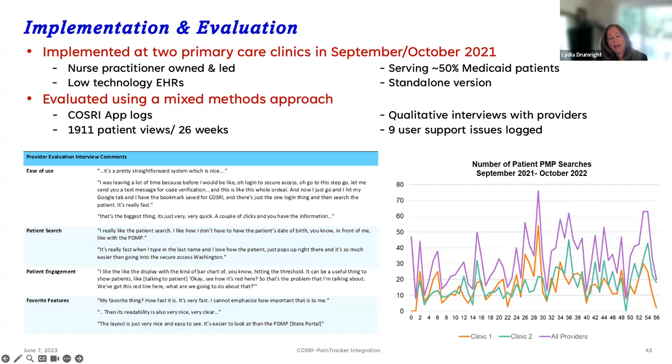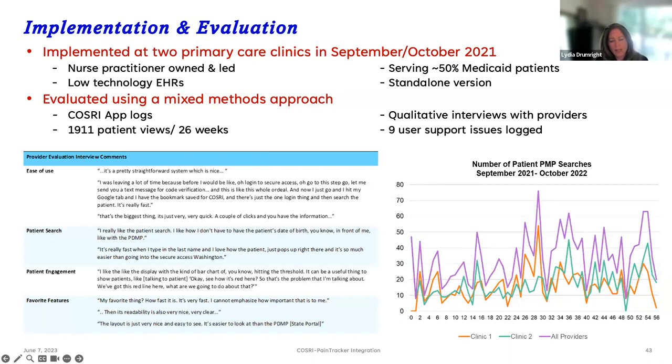We implemented this at two primary care clinics in September and October of 2021. These were nurse practitioner owned and led clinics. They needed the standalone version because they had what we would consider low technology EHRs. They couldn't integrate SMART on FHIR tools. And these clinics serve about 50% Medicaid patients.